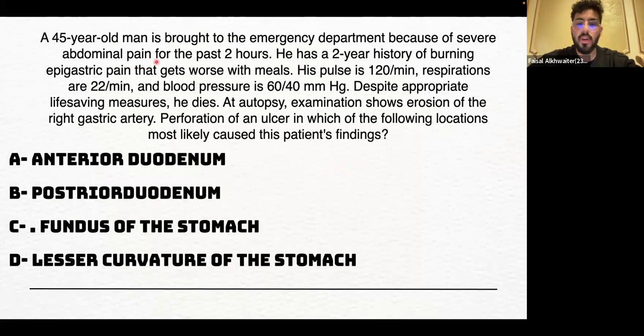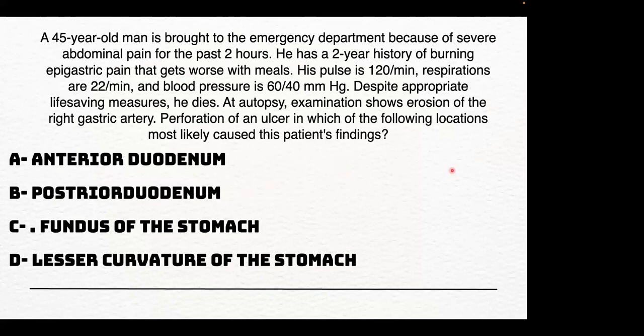So I want someone to read this question. I can read it. Yeah, okay. A 45-year-old man is brought to the emergency department because of severe abdominal pain for the past 2 hours. He has a 2-year history of burning epigastric pain that gets worse with meals. His pulse is 120 per minute, respirations are 22 per minute, and blood pressure is 60/40 millimeters of mercury. Despite appropriate life-saving measures, he dies. At autopsy, examination shows erosion of the right gastric artery. Perforation of an ulcer in which of the following locations most likely caused this patient's findings?